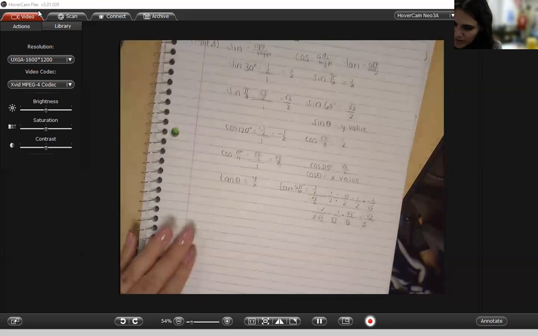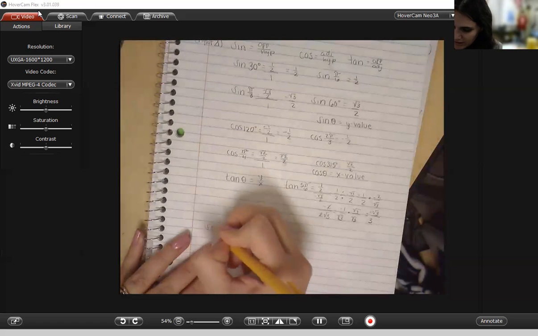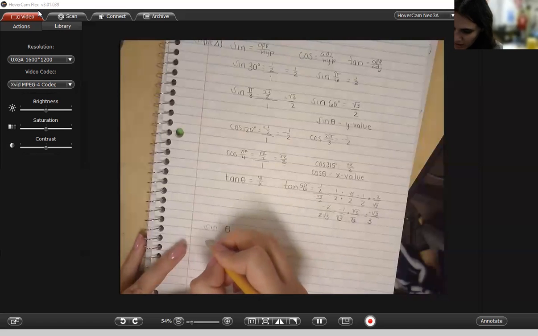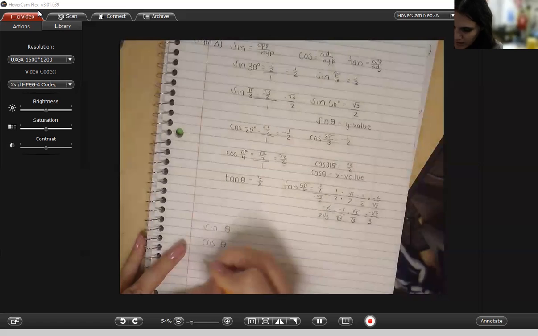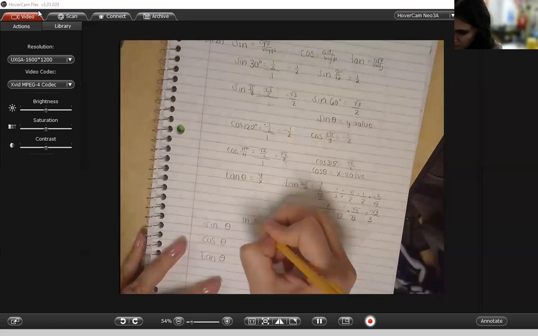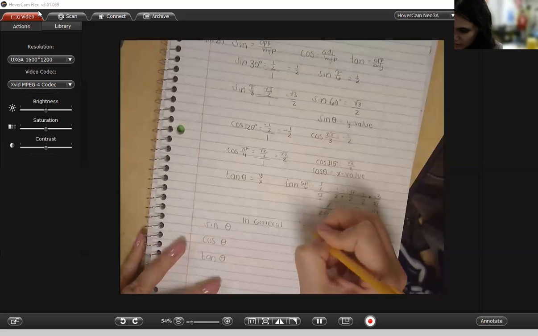So let's go ahead and draw a little chart down here. And we have our sine theta. Let's make some rules. Cosine theta and tangent of theta. And we'll say in general versus in the unit circle.